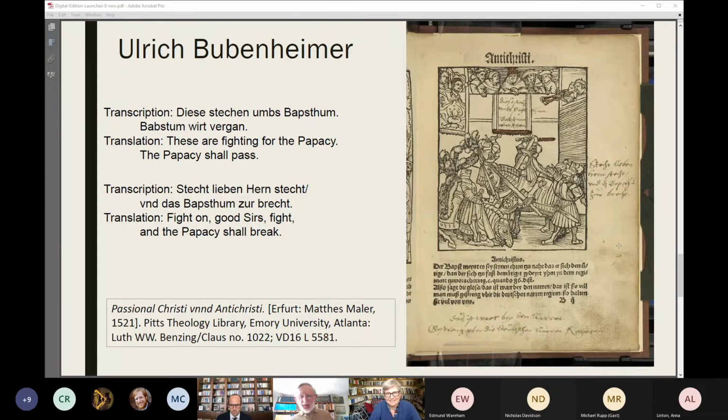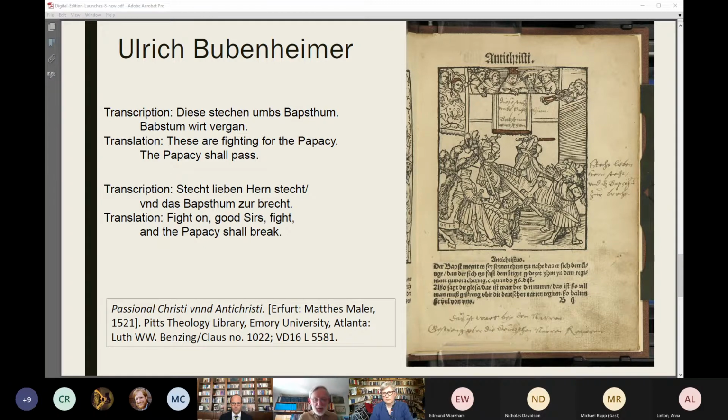Thank you for the invitation. I will make some remarks on the reception of the Antithesis figurata and the Passional Christi und Antichristi. An effective method for researching the reception of a 16th century edition is the so-called Exemplarforschung, that is, recording as many surviving copies as possible and evaluating their traces of use: marginalia, highlighting, drawings, and so on.